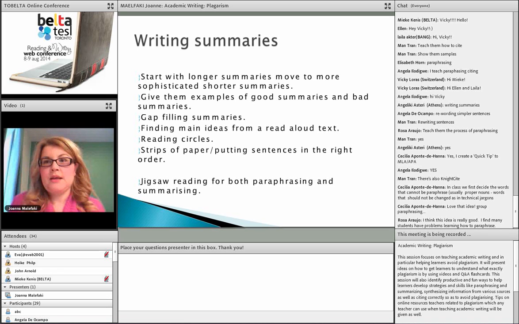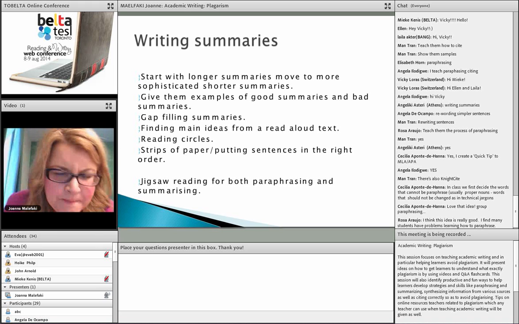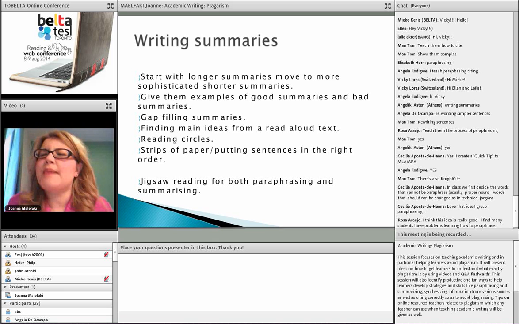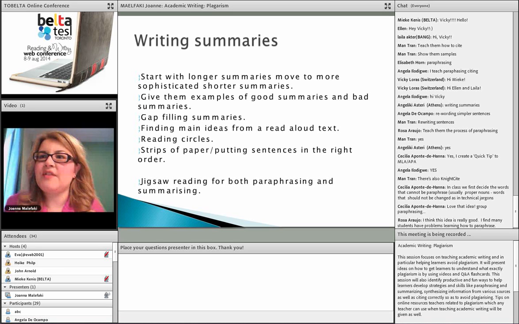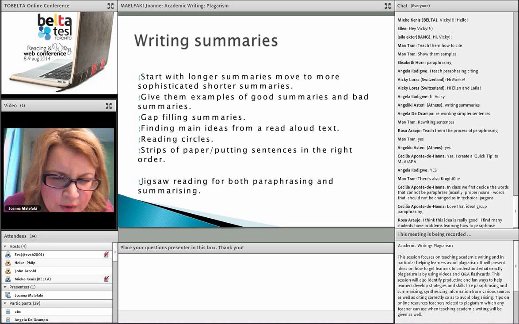So maybe start with something longer and then move on to something shorter. Another idea is to give your learners, again, examples of good summaries and examples of bad summaries, and then get them to reflect on what's good about the summary, what's bad about the summary, okay? And then you could also have a summary. You have your whole text, and then underneath the summary with gaps. So they just have to fill in a few words. So it's not as difficult as, I don't know, summarizing a whole text. So you can use these activities in different order. Just play around and see what works with your learners more.